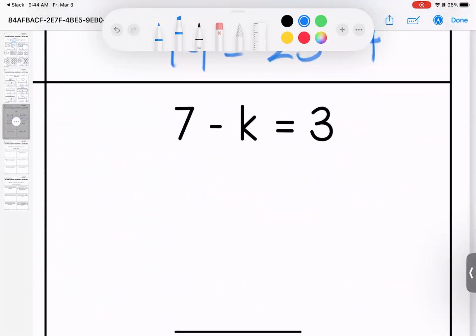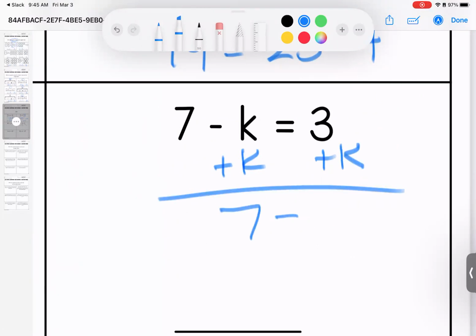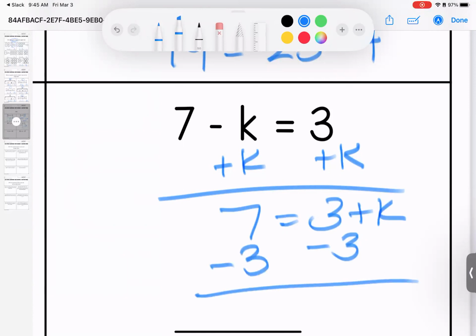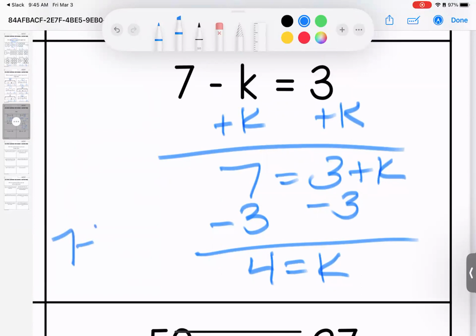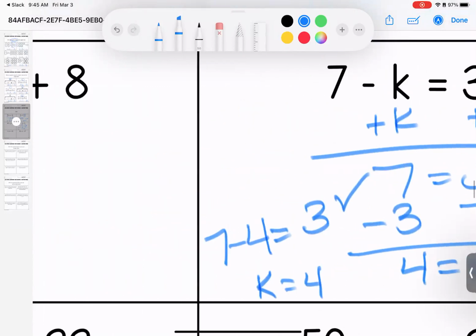All right, we have a negative k. So what I need to do is move the k to be positive, and the 3 and k are going to switch places. So I'm going to add k to both sides. 7 equals 3 plus k. I'm going to subtract 3 from both sides. 4 is equal to k. I can check it. Is 7 minus 4 equal to 3? Yes, it is. That tracks. And again, best practice to write the k on the left and the 4 on the right.